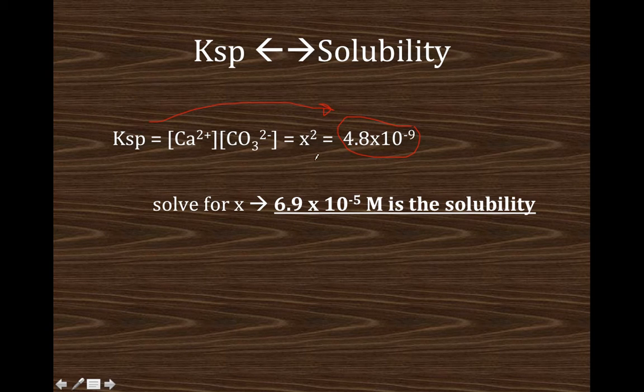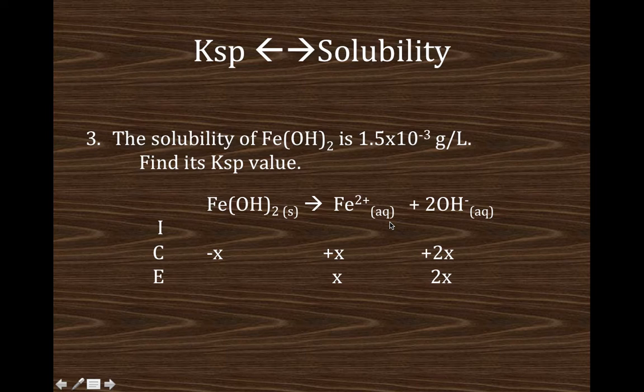X itself is going to be the square root of that. So square root of 4.8 times 10 to the minus 9 is 6.9 times 10 to the minus 5, and we put in units. Solubility always needs units. And so if you don't put in a big M, it's wrong. So we start with two easy examples. Time to get a little more complicated.